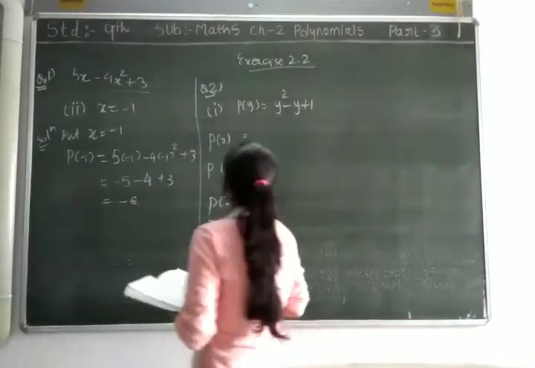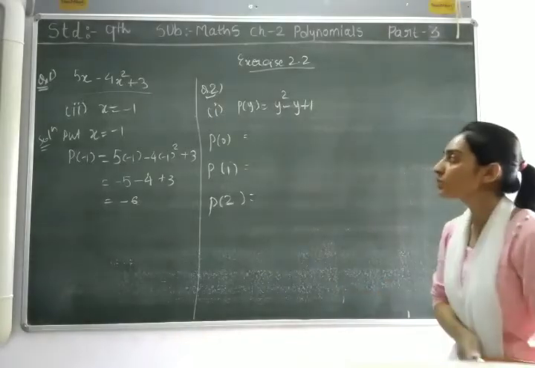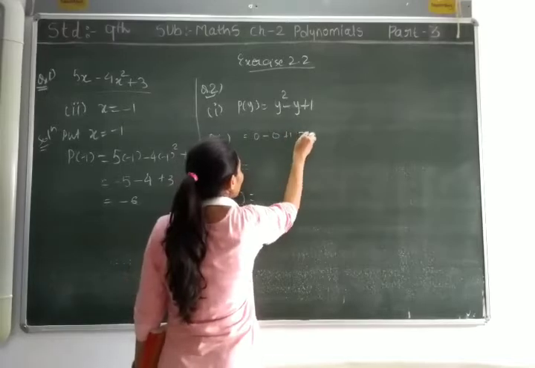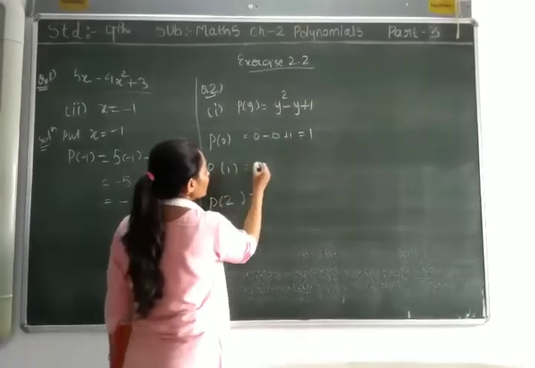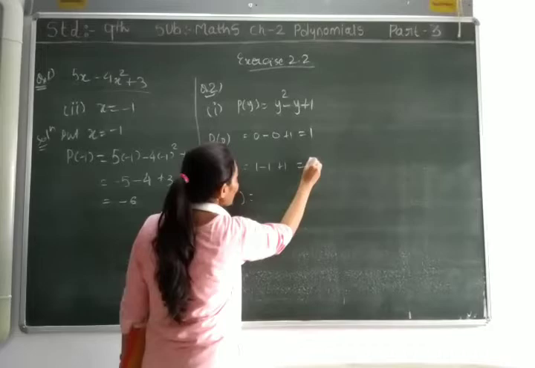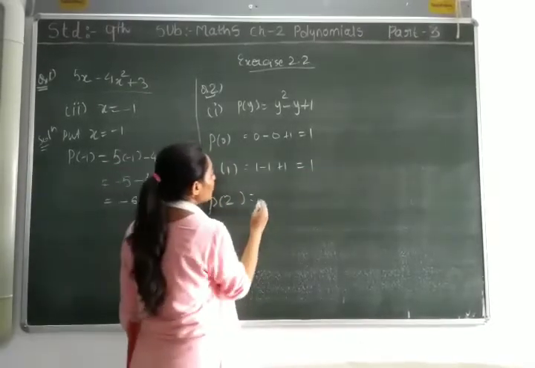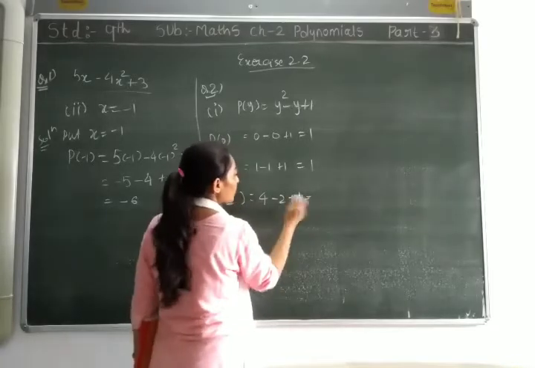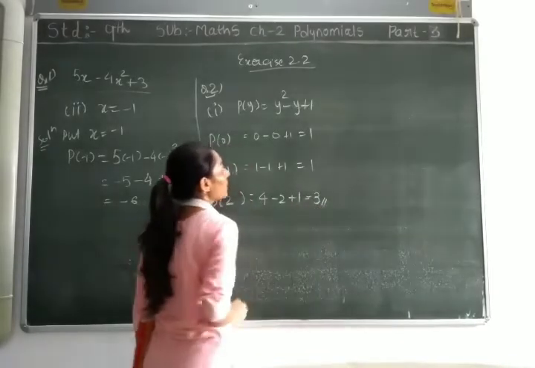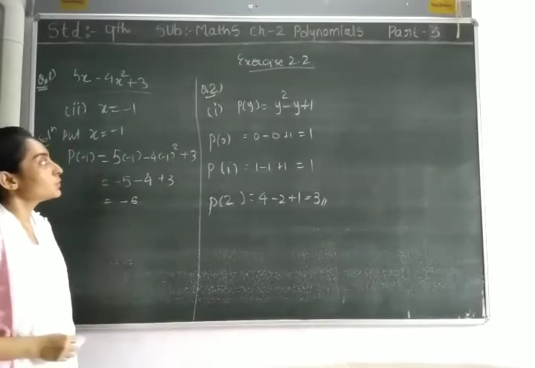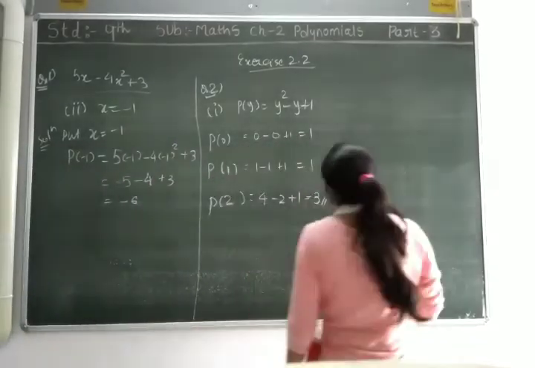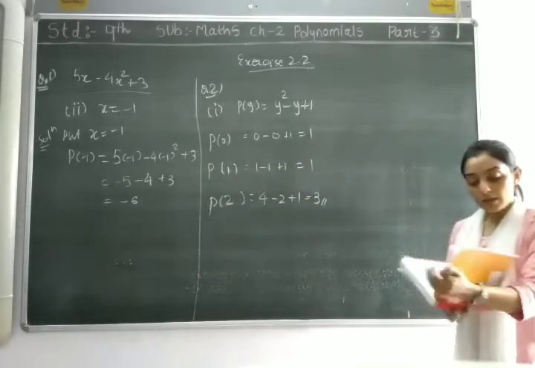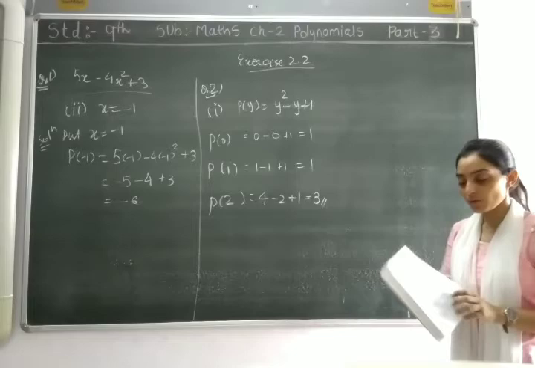Now put y equals 0. So I'm getting 0 plus 1, I'm getting 1. Now put 1: 1 minus 1 plus 1, again I'm getting 1. Now put 2: 4 minus 2 plus 1, so 2 plus 1 which is 3. So in question number 2, you have to find p of 0, p of 1 and p of 2 for each of the following expressions given over here.